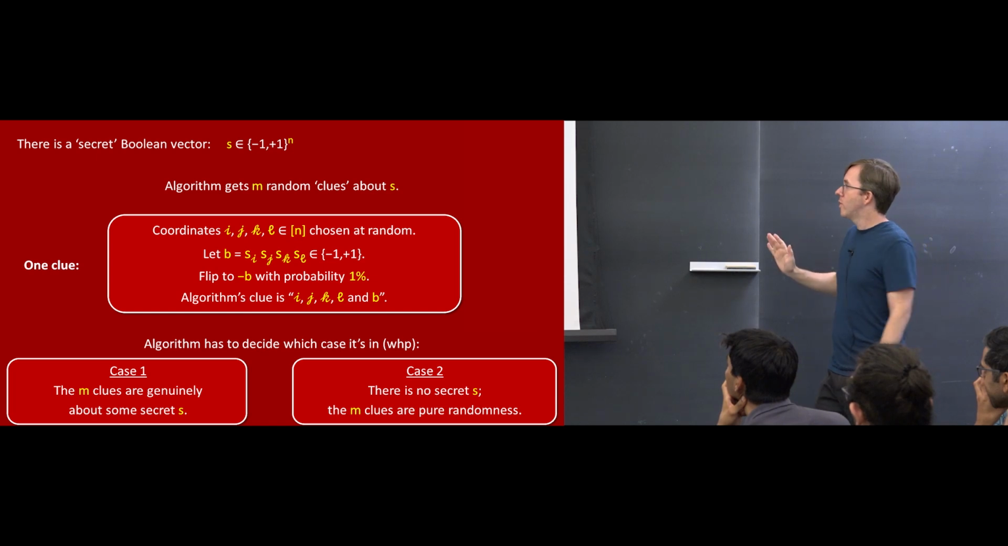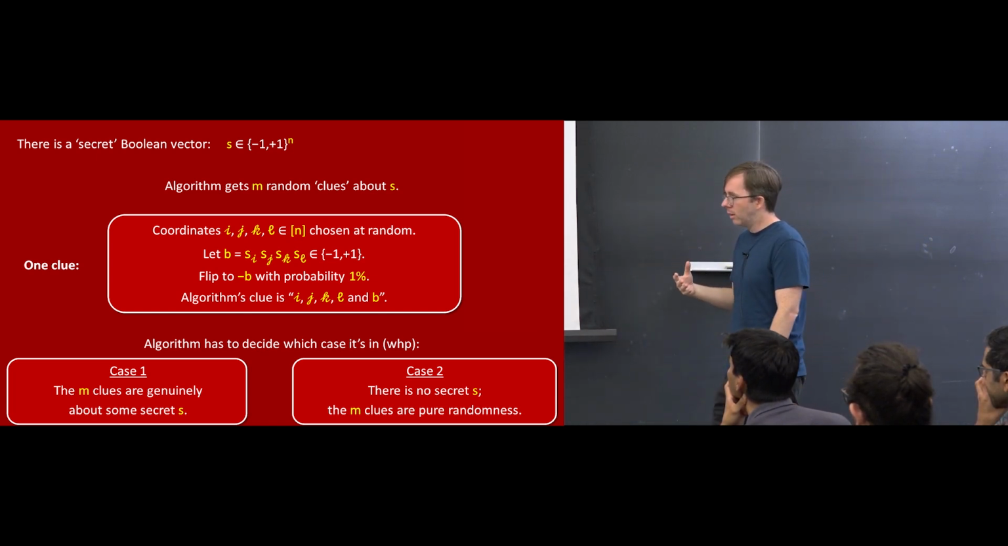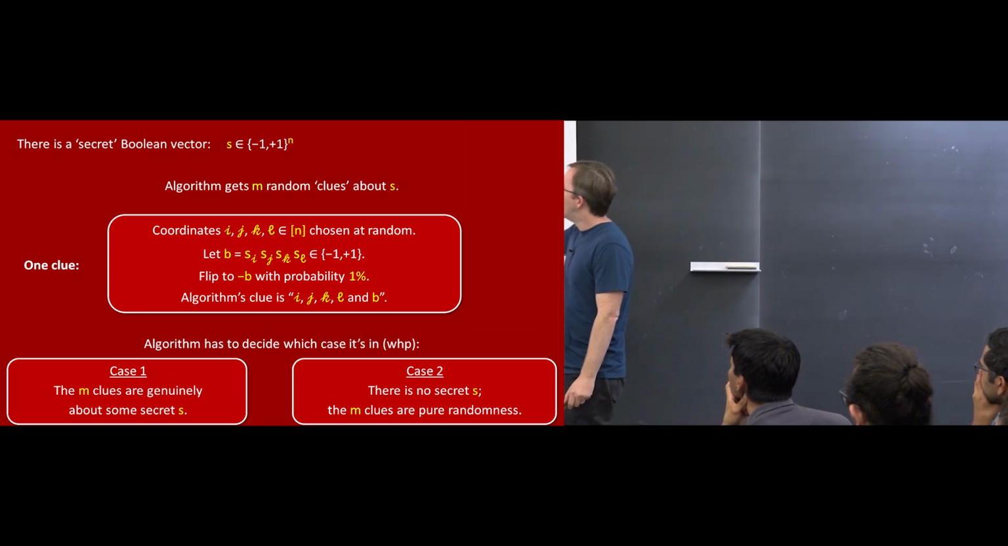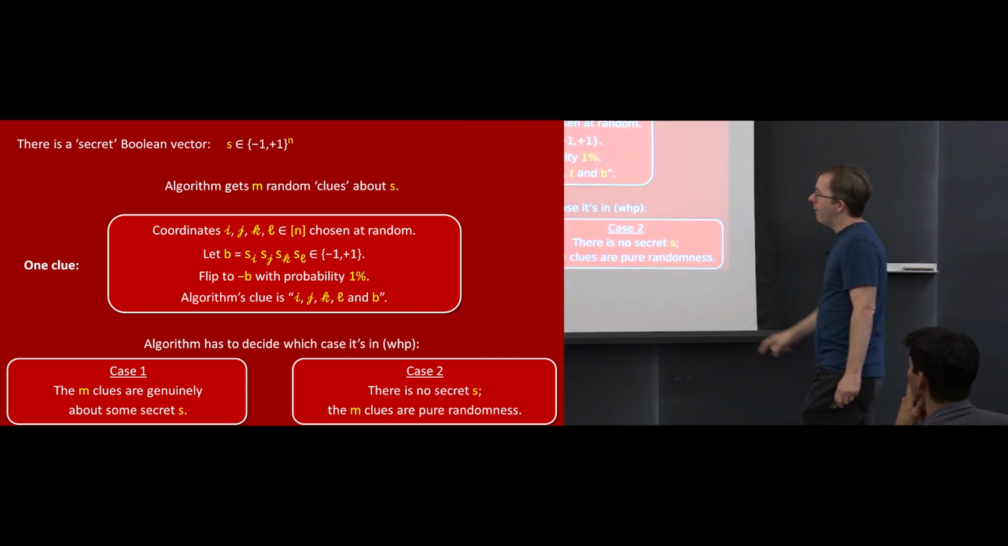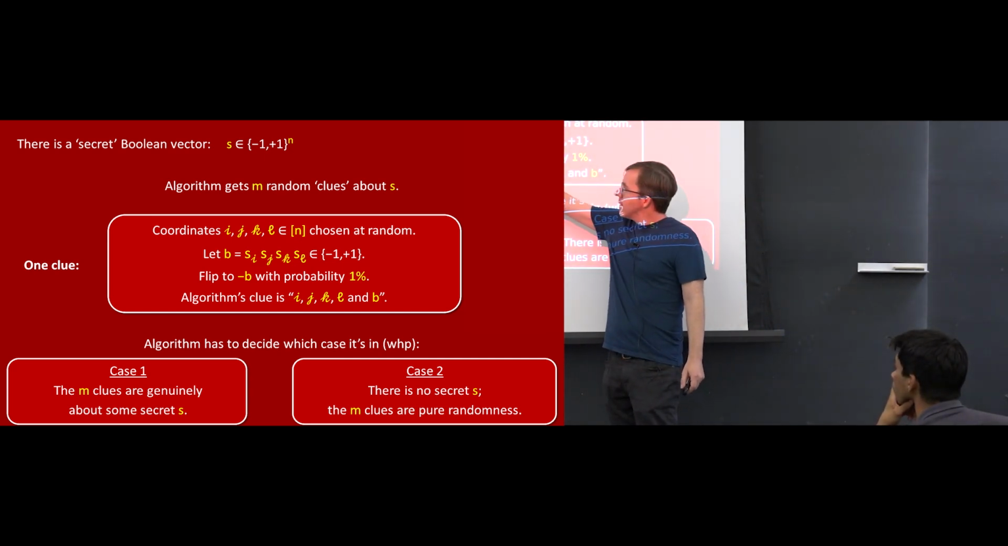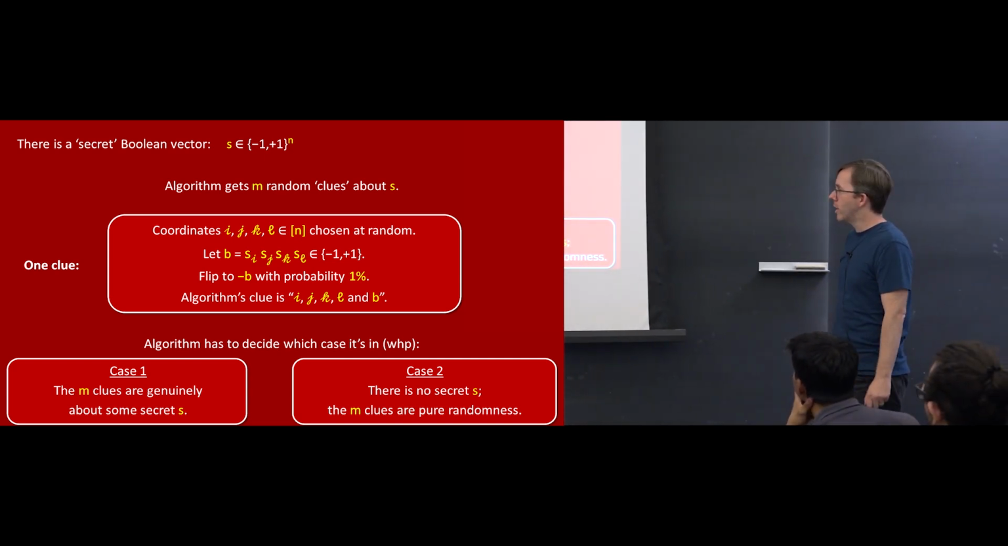Okay, so this is the definition of what a clue is. When the algorithm says, please give me a clue, here's what happens. 4 coordinates i, j, k, and l between 1 and n are chosen at random. And then the clue is basically the product of S's bits in these 4 positions, S_i, S_j, S_k, S_l, which is another bit, plus or minus 1.